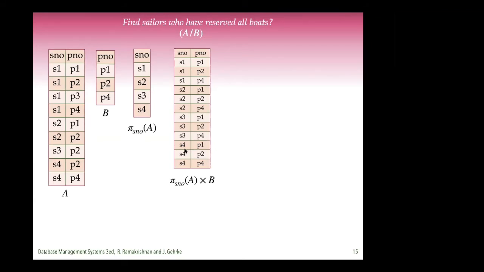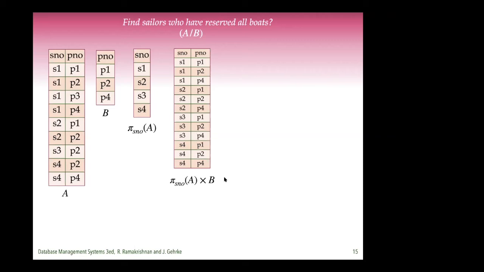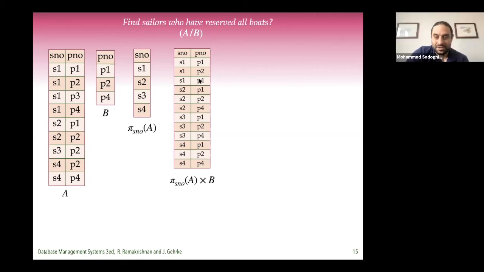Sorry, could you repeat that again? So what does this relation now tell us? If this was a reservation table, forget about that, we kind of constructed it. But if this was a reservation table, what we know about this instance is that this would represent a scenario, a possible world in which every sailor has reserved every boat.